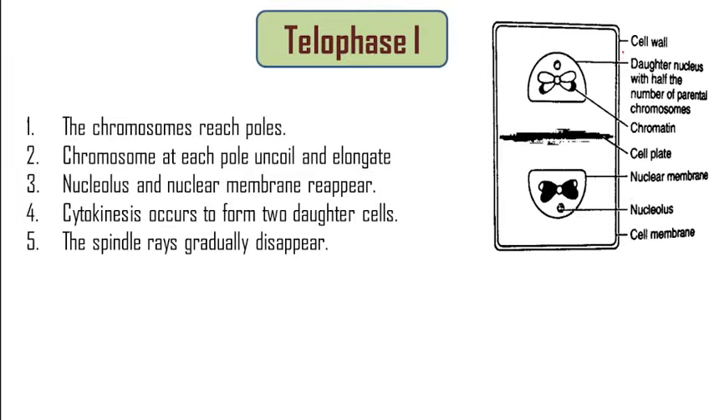Telophase 1, cell wall, daughter nucleus with half the number of the parental chromosomes, chromatin, cell plate, nuclear membrane, nucleolus, cell membrane. The chromosomes reach the poles. Chromosomes at each pole uncoil and elongate. Nucleolus and the nuclear membrane reappear. Cytokinesis occurs to form two daughter cells and the spindle rays gradually disappear.